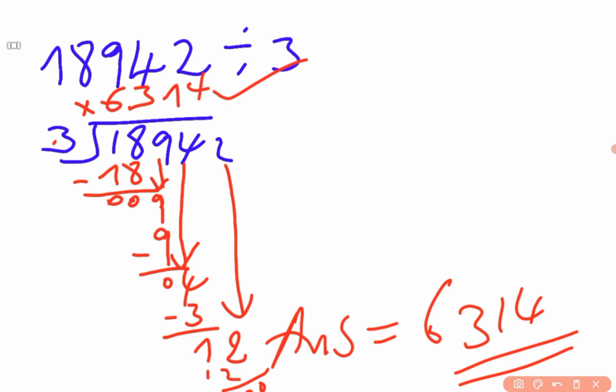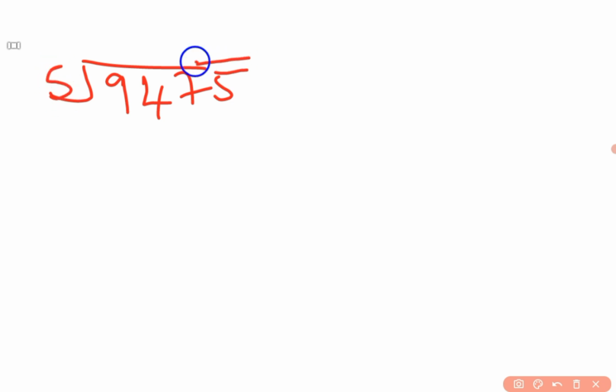Now I'll do number 5. I just want to believe you understand. I'll do number 5. We'll take something like 9475. Good. Divided by 5. So I have 9475 divided by 5.